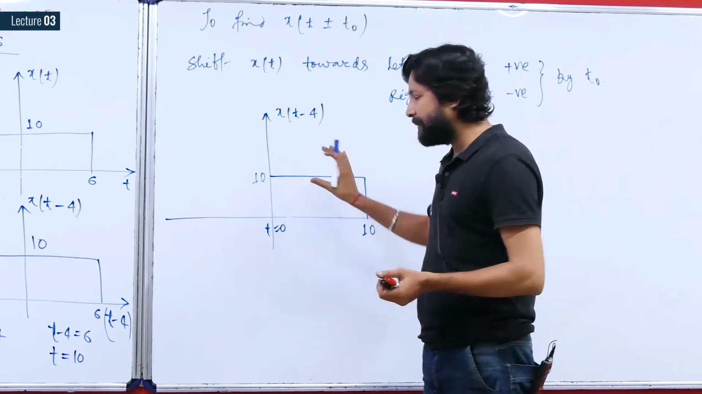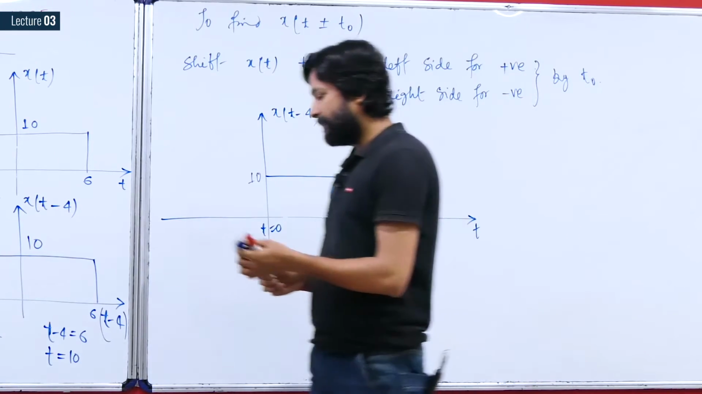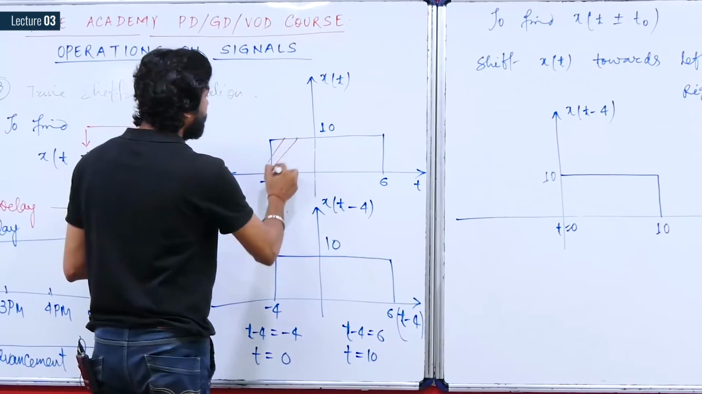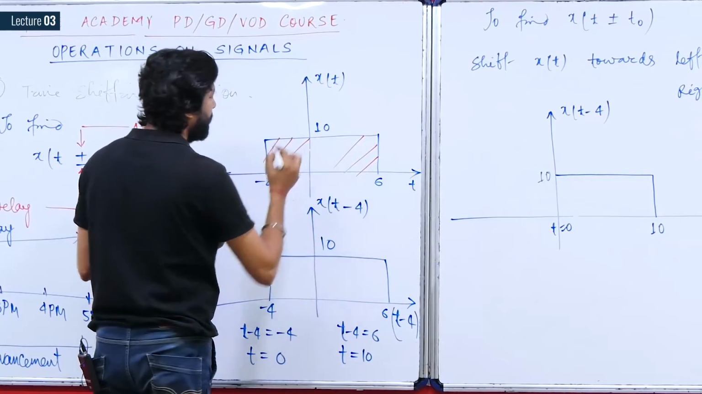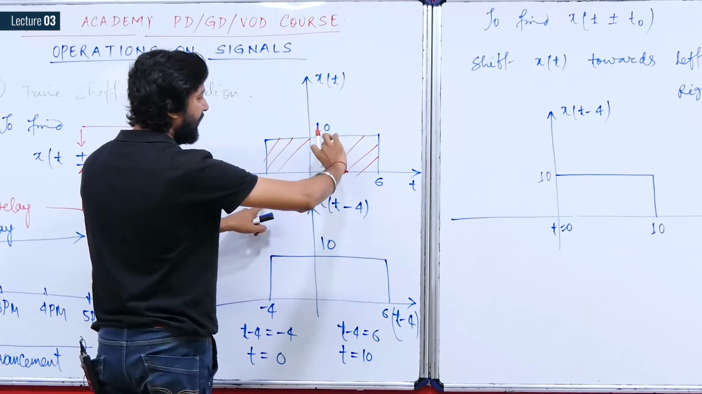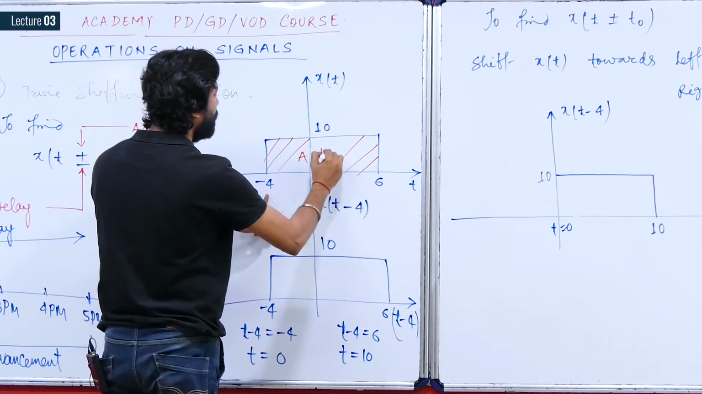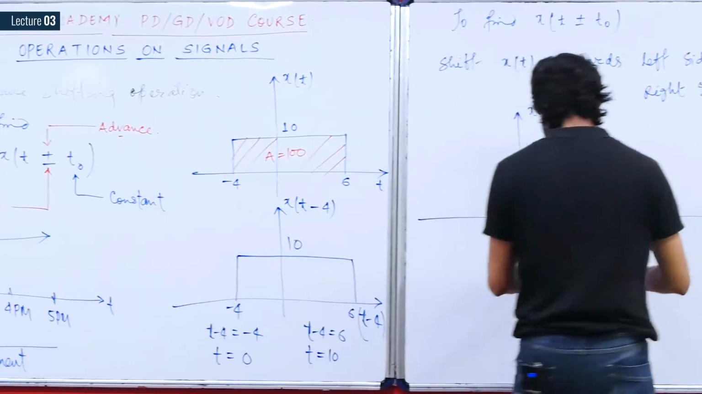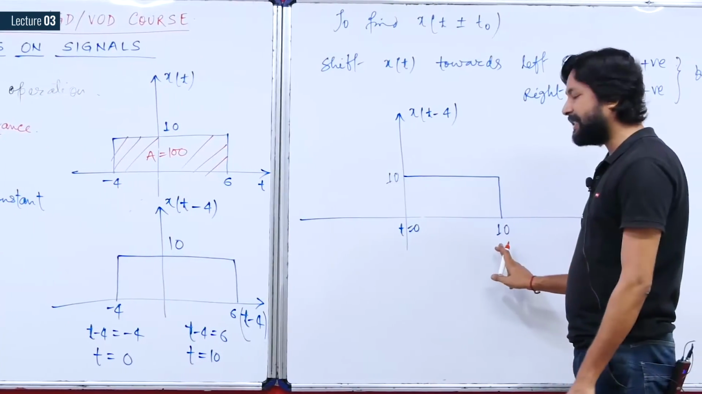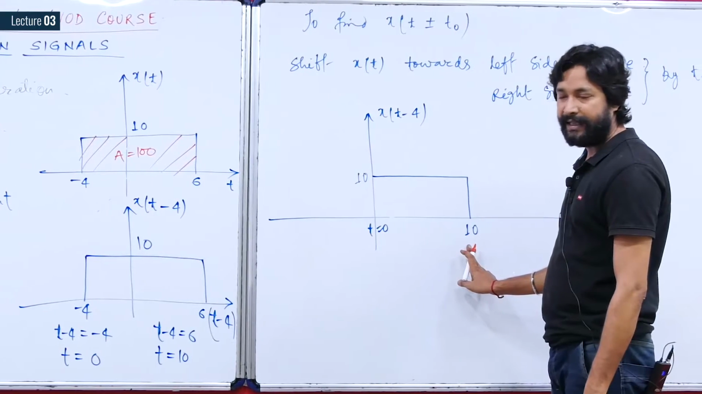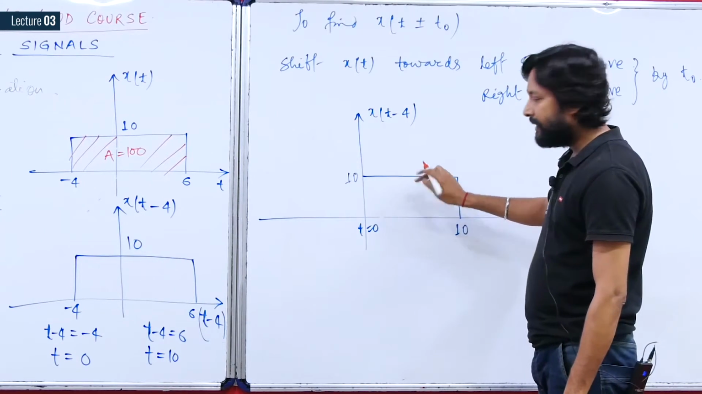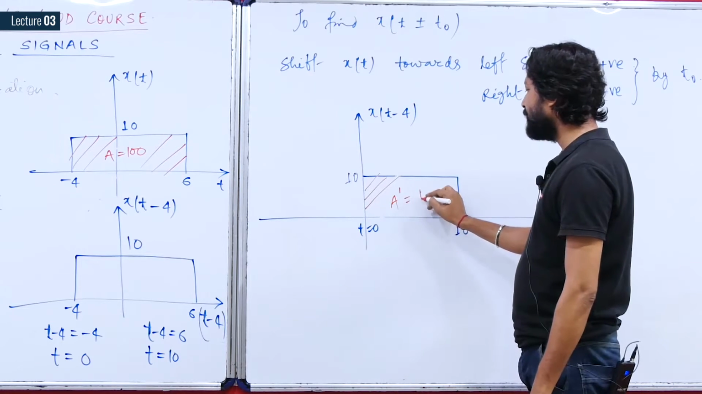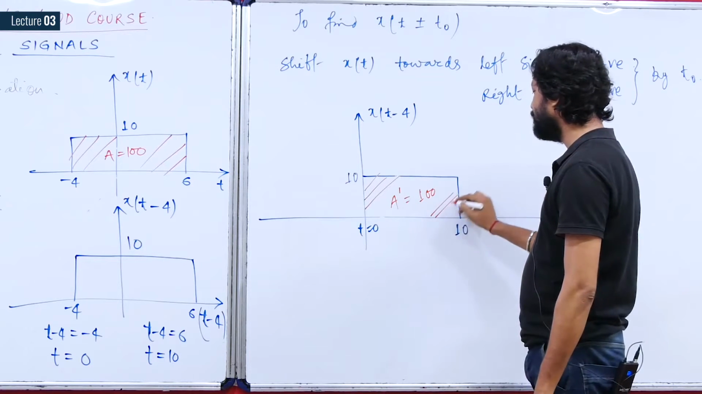But if we discuss some of the properties, if you see the area of this signal x of t, which is a rectangular function having width 10 and height 10, therefore the area of this signal is going to be 10 into 10, that is equal to 100. Now if you see here, again the width from 0 to 10 seconds, this rectangle has width 10 and the height is again maintained at 10. Therefore the area A dash is also again 100.